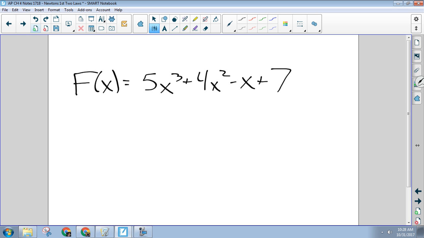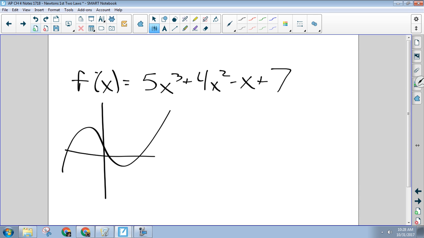Function, right? Oh, this is supposed to be a lowercase f. I wasn't trying to imply force. All right, so here's a function. I don't know what it looks like, but because it's a cubic, it's going to go up and down. It's going to be something like this, right?